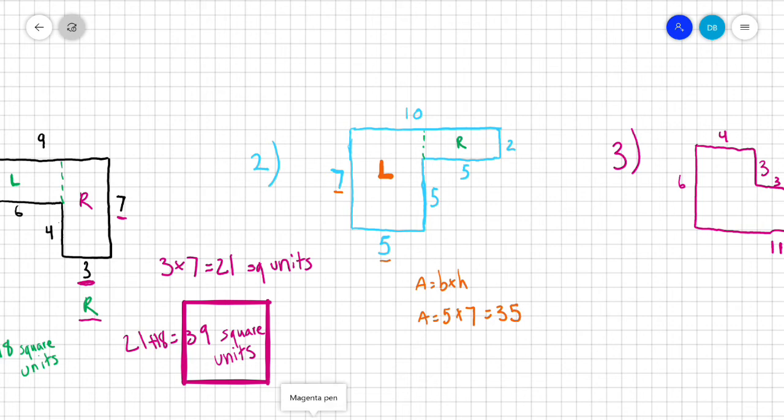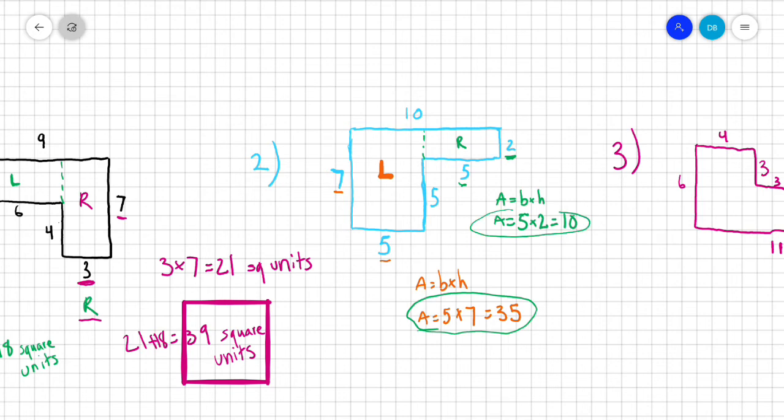How about for the right? The base for the right, so area equals base times height. Area equals 5 for the base times 2 for the height, which equals 10. And then remember, I have to take my first area and add it to my second area to find the area of the whole shape. So 35 plus 10 equals 45 square units.